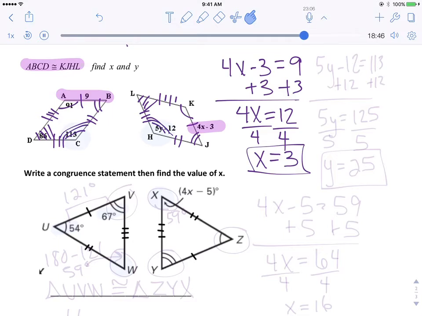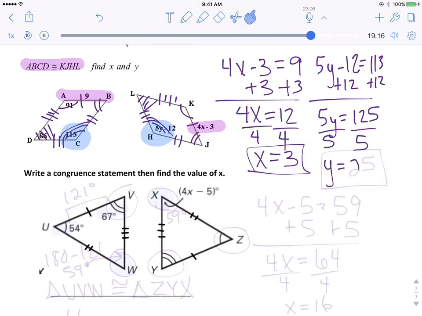And then we can see that our y value we are looking for is angle H, which has the 3 lines, so that's matching up to angle C. So we can write an equation for that. 5y minus 12 equals 113. Add 12 to both sides. So 5y equals 125. Divide by 5, and y is 25.